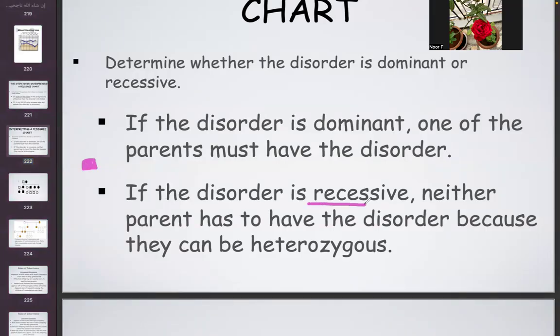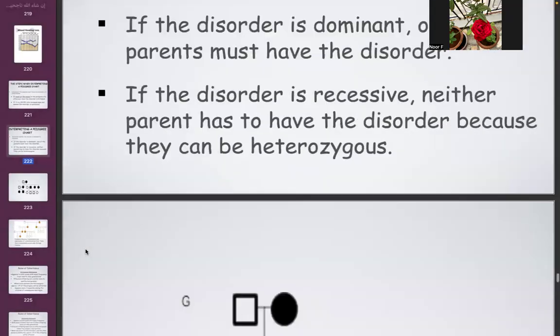If the disorder is recessive, neither of the parents has to have the disorder, because they can be heterozygous. So if one parent has the disorder, most probably it is dominant. Next.